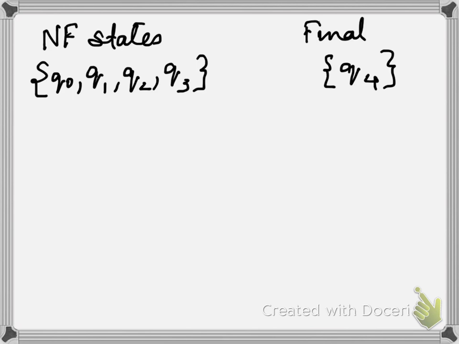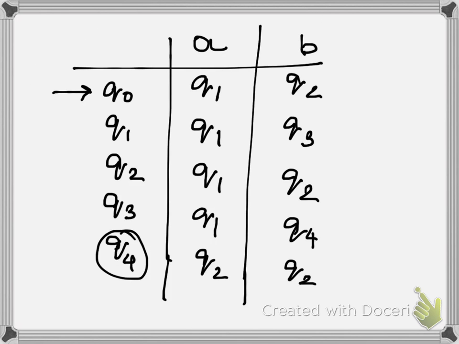Next, let us look for 1 equivalence. So for 1 equivalence, we will start from our first partition Q0, Q1, Q2 and Q3. So let us take two at a time. Let us take Q0 and Q1. Let's go to the transition table. So Q0 on A goes to Q1 and Q1 on A also goes to Q1. So it's the same state. So no problem. Let's look for B. For B, Q0 goes to Q2 and Q1 goes to Q3.